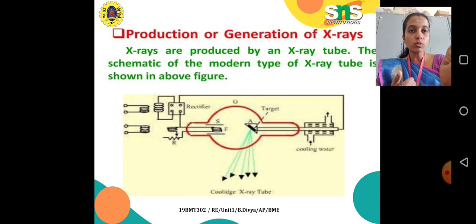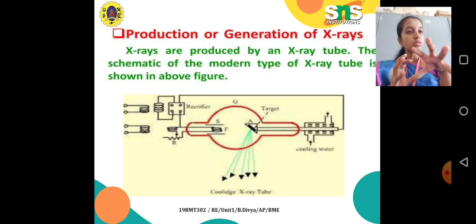The rectifier is connected to the resistors. The resistors will be connected to another coil. We have the coil and the resistors connected together. When the supply is given, this coil will produce an electron beam that will be passed on to the target. From the target, the X-rays will be produced.